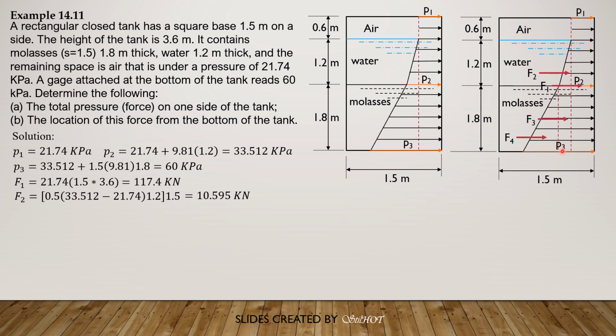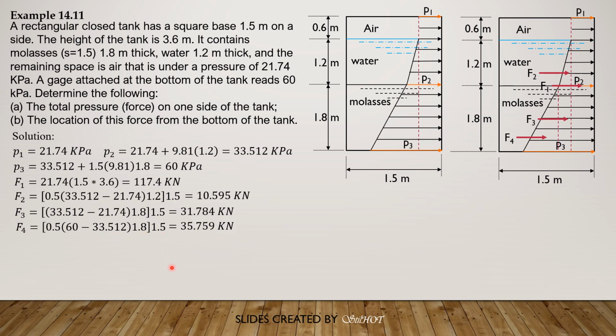F3 is the volume of this rectangular parallelepiped, and its volume is P2 minus P1, that's the horizontal, times height 1.8 times perpendicular to the board 1.5. So 33.512 minus P1 times 1.8 times 1.5, 31.784 kilonewtons. F4 is one half of P3 minus P2 times 1.8 times 1.5. So one half of P3 minus P2, 1.8, 1.5, 35.759 kilonewtons. Next, we locate the resultant.